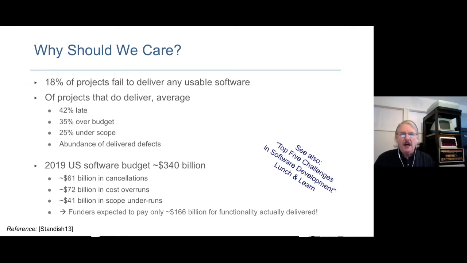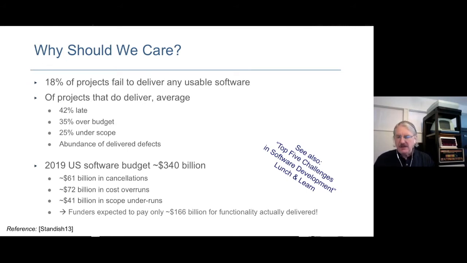Now, if you roll in the over budget, that adds in another $72 billion, and if you roll in the under scope, that adds in another $41 billion. And so in the end, the people that were paying the $340 billion with an expectation of getting a certain amount of functionality, for the functionality that they got, had actually expected to pay only about $166 billion instead of the $340 billion that they actually paid. And so there's a sizable gap between what they paid, what they thought they were getting, what they actually got, and what they should have paid to get what they actually got.